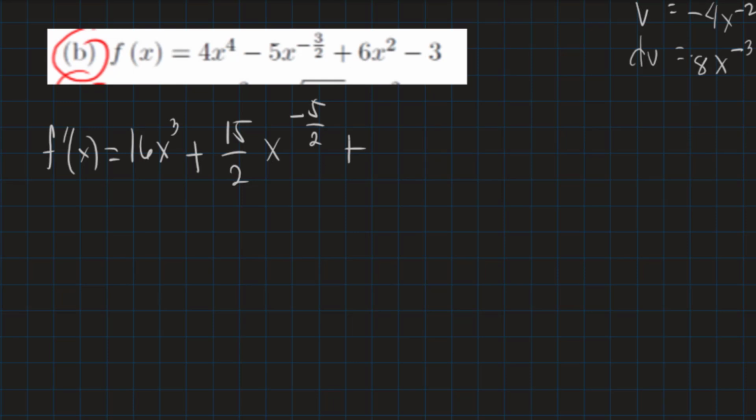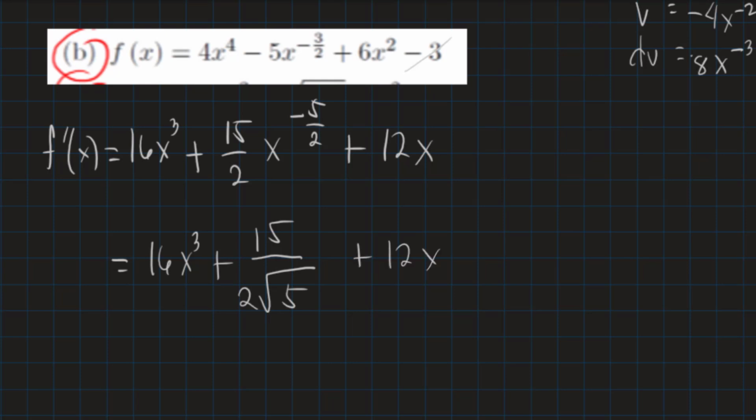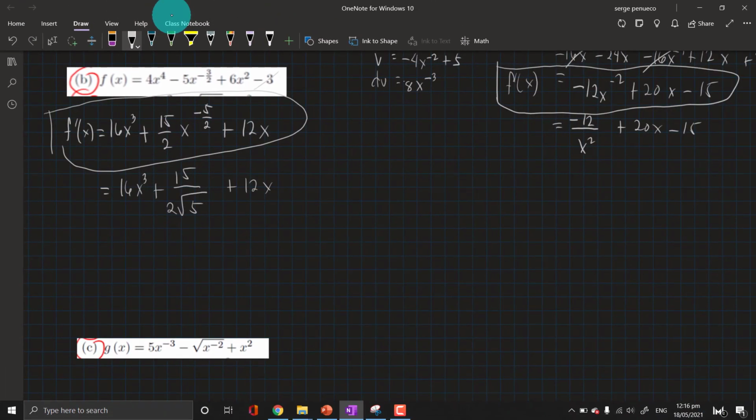Plus 12x minus, wala na to. Cancel na itong negative 3. And then, we simplify. Pwede pa ba ma-simplify ito? Pwede natin ibaba sa denominator to. Magiging 16x raised to 3 plus 15 over 2 square root of x to the fifth. Pwede yan. Plus 12x. Pero ito okay na to. Okay? Another one.